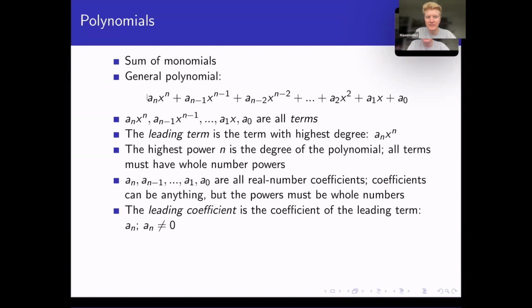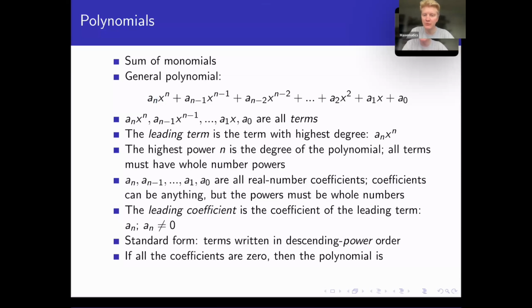Well, if this coefficient equals 0, then 0 times this is just 0, which would make the next term the new leading term. So instead of this term, the leading term would just be the next term. That doesn't make any sense. So we should make sure that the leading coefficient does not equal 0. Standard form, I mentioned it before, is terms being written in descending power order, right? If this is the highest power, this is 1 power less, all the way down to our constant term.